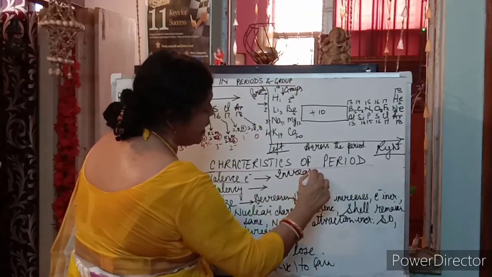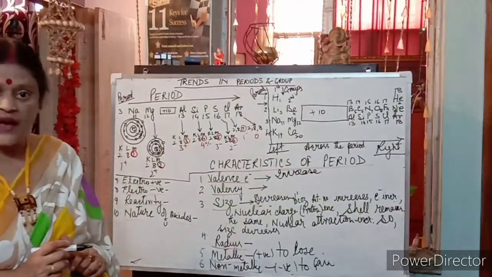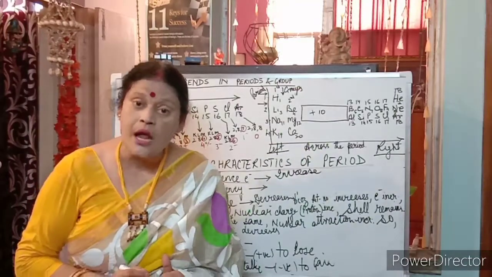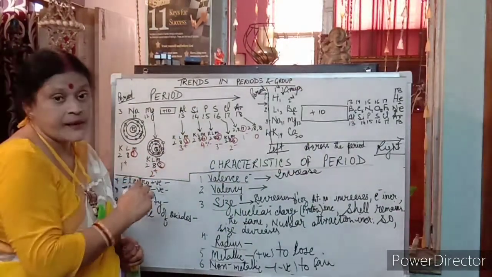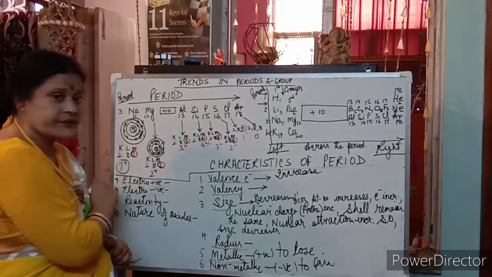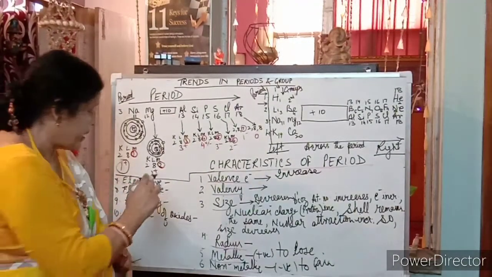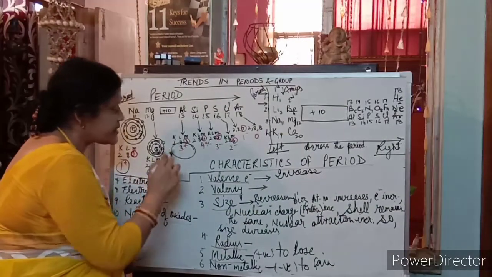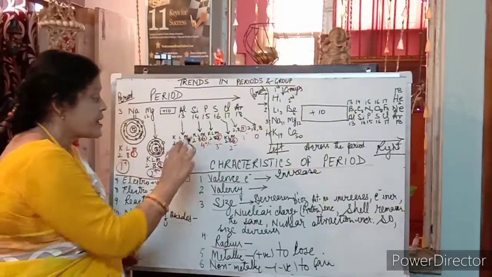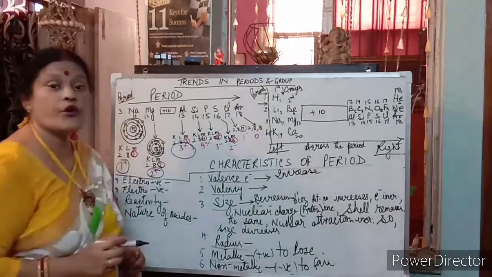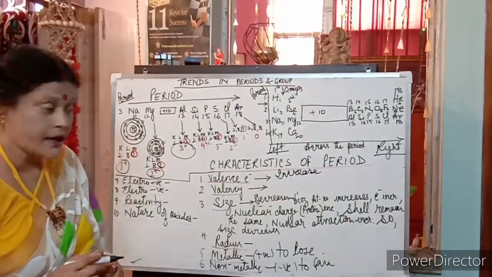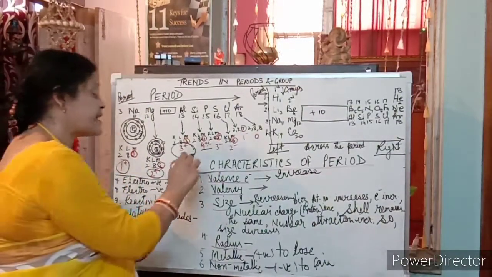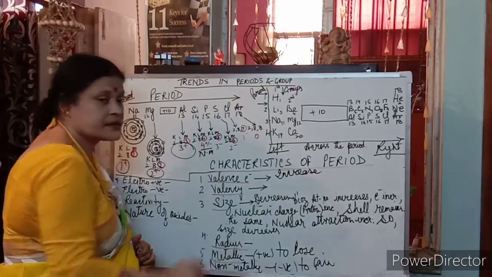These are the trends you have to remember. Next is valency. What is valency? It is the ability to lose or gain electrons. When we move from left to right, 2, 8, 1 has a valency of 1 positive, meaning it can lose 1 electron. Magnesium, 2, 8, 2, can lose 2 electrons. Aluminium loses 3 electrons. Silicon, with 4, may lose or may gain.